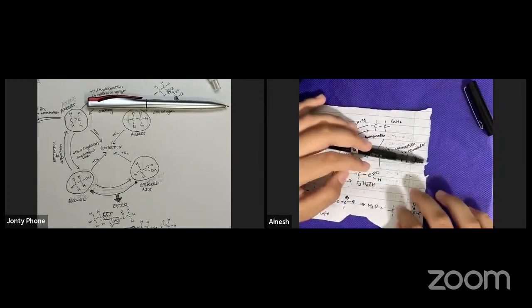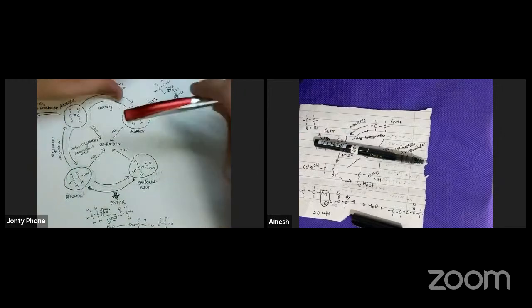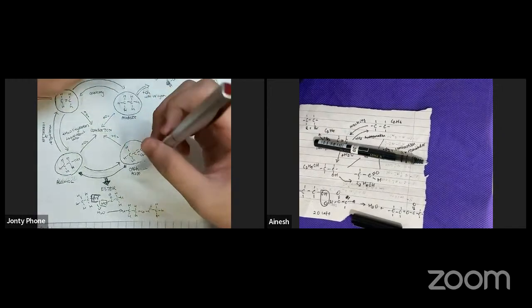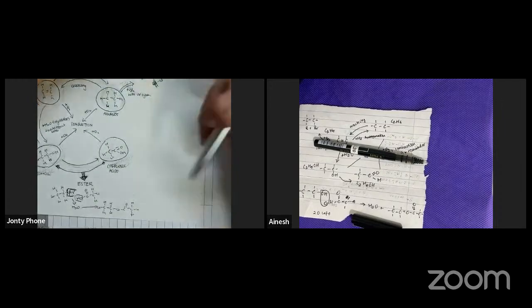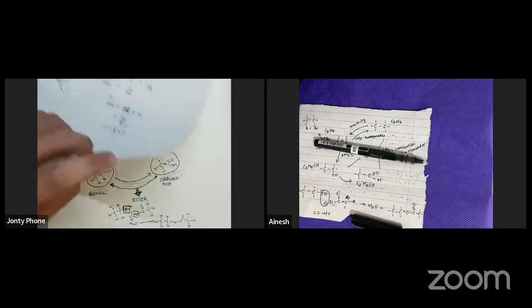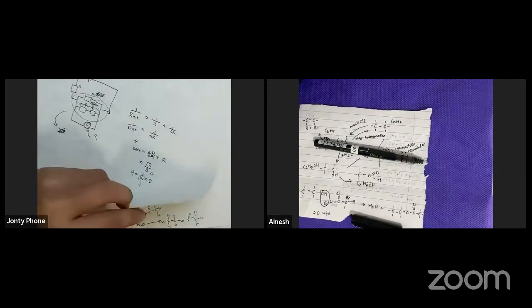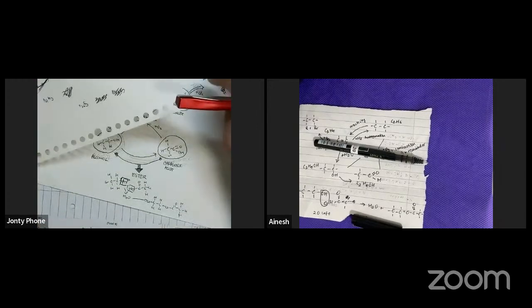Jonty, why are you not writing on the scrap paper? I'm a bit confused. I mean, try not to look at it and draw. Now for you, Ainesh, I am very happy with your result. The only thing wrong is your cut, the H2O cut. Just look at my drawing and fix that.